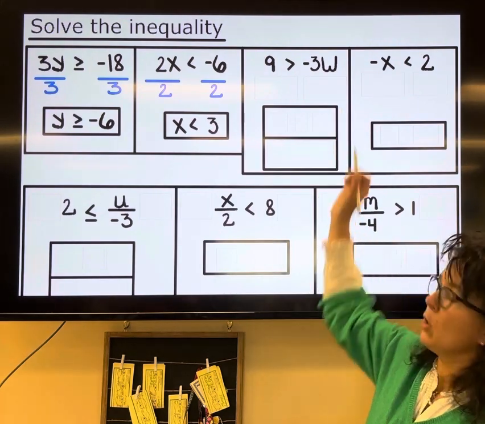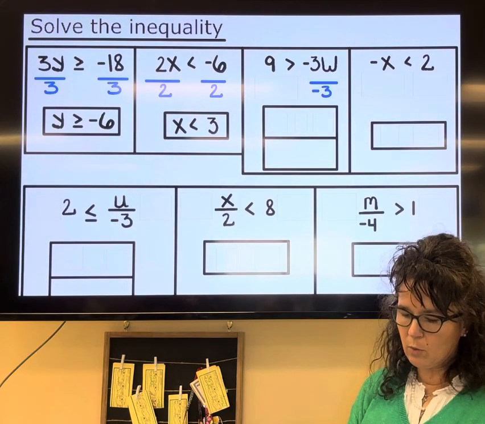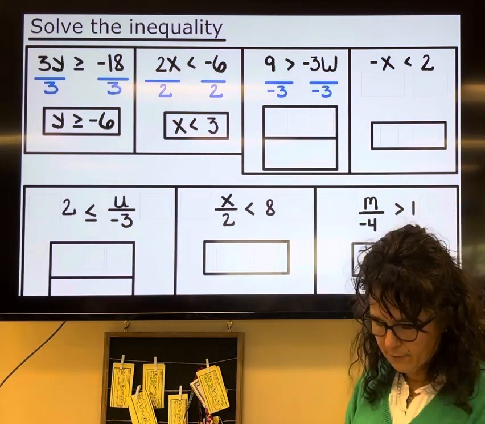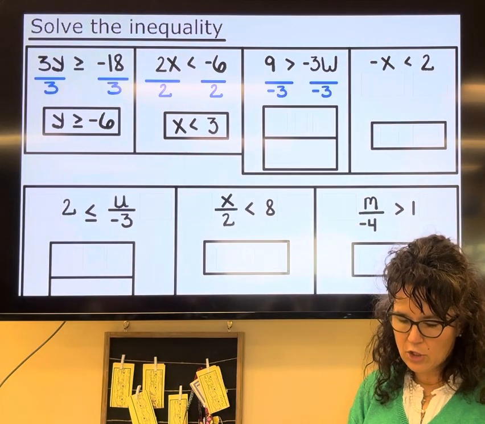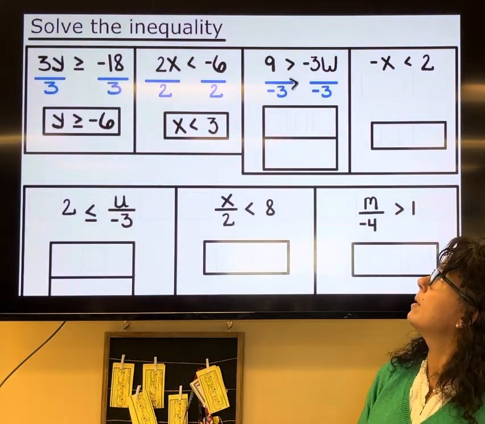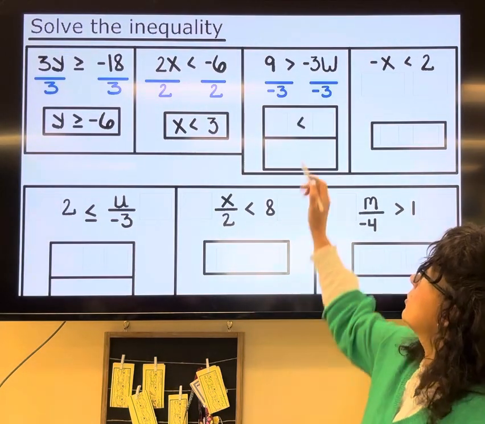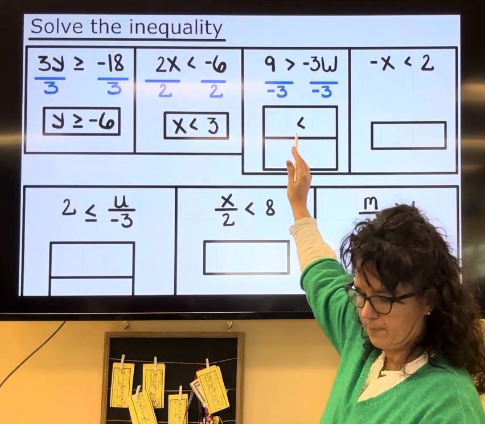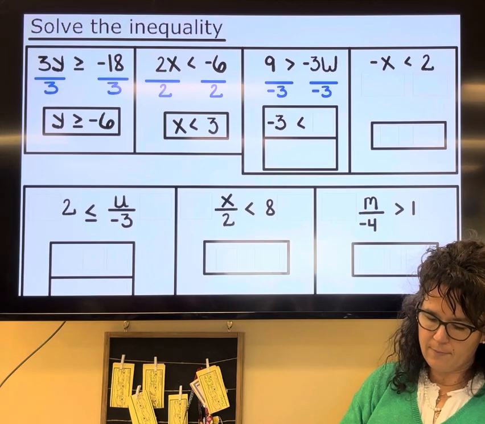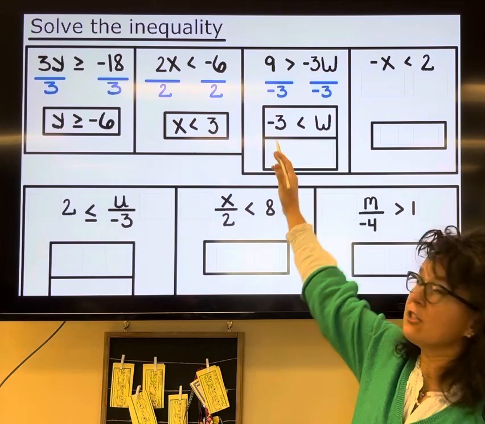Okay, now in this one here, the number next to the w is negative 3. So to get rid of the multiply by negative 3, I want to divide by negative 3. What I do to one side, I do to the other. When I'm dividing by negative 3, I can't just bring this symbol straight down, because when you divide by a negative, you want to flip that over. So notice I've changed the direction, and then 9 divided by negative 3 is negative 3, and dividing by negative 3 got the w by itself.